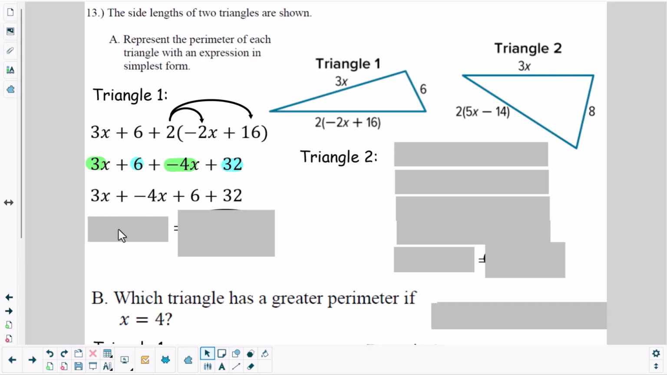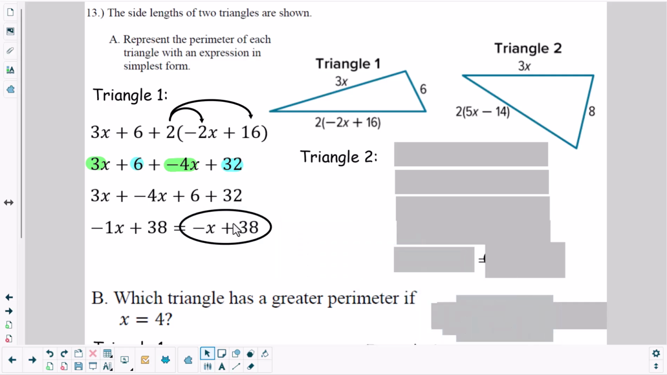3x plus negative 4x is negative 1x. 6 plus 32 is 38. We can write this as just negative x plus 38, but negative 1x plus 38 works fine as well. So that is our expression in simplest form to represent the perimeter of triangle 1. Let's talk about triangle 2.